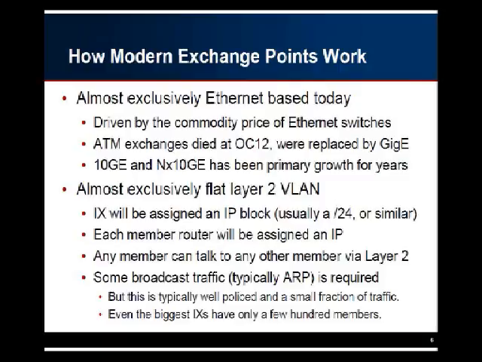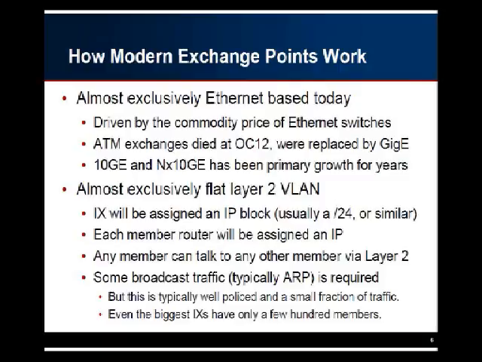Right now they operate almost exclusively as flat layer 2 VLANs, and what this means is the IX, everything is interconnected at layer 2. There'll be an IP block, usually a /24, sometimes a /23, sometimes a /25, but somewhere in that range. And every member will be assigned an IP address. And every member will be expected to nail this IP address to one router with one MAC address. They'll be able to talk to any other member because it's a flat layer 2 exchange.